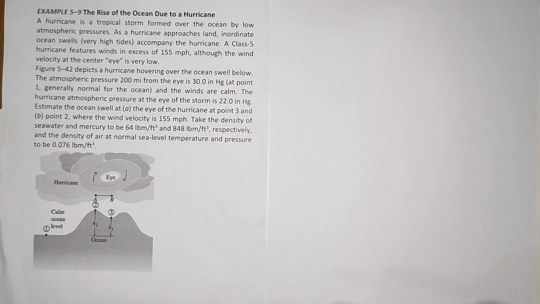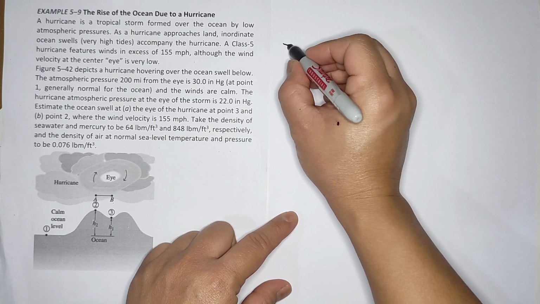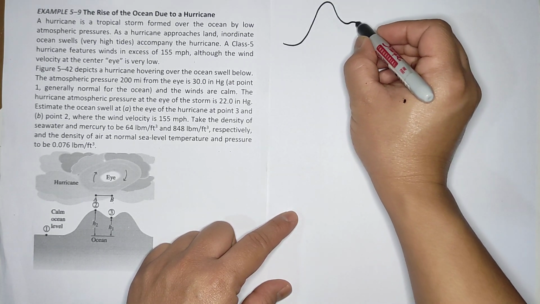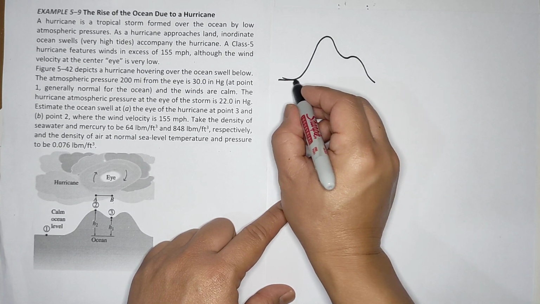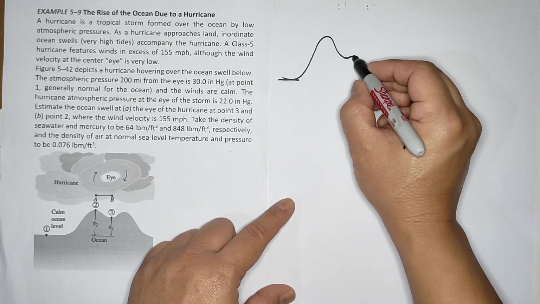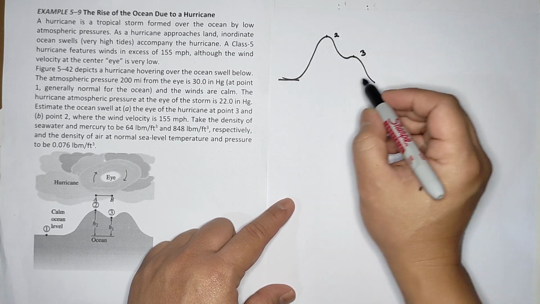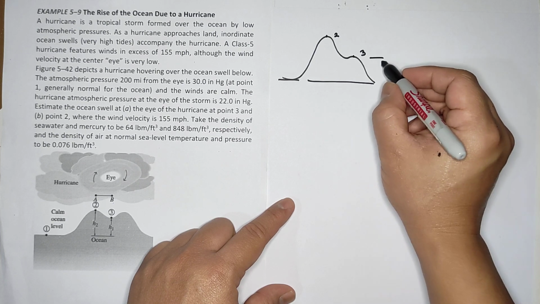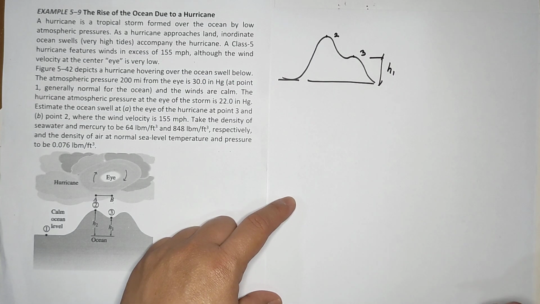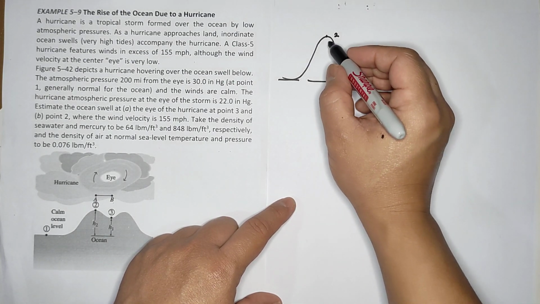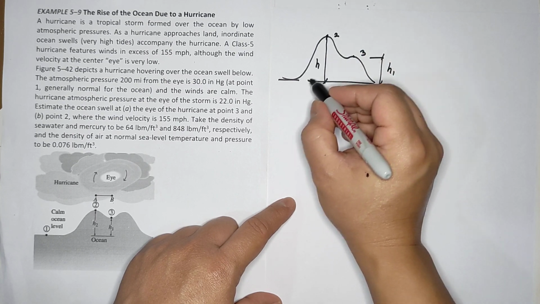Now first, let's analyze. So here's the drawing. That's the drawing. This is point 1, this is point 3, and this is point 2. So you have here H1. We already solved for that one, for the first part of the video. Now for the second part, we are solving for this, H2.